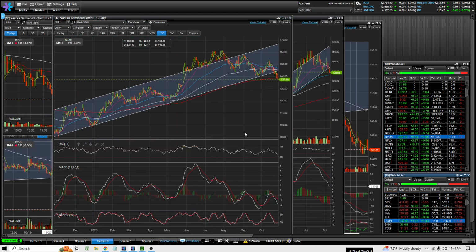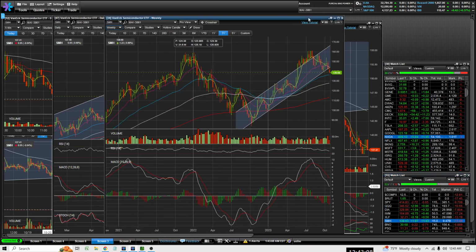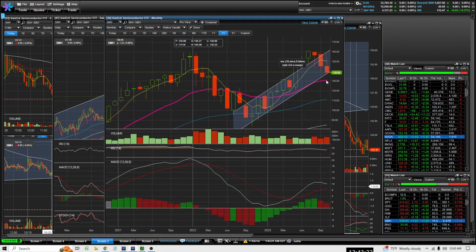I mean, already the semiconductor is below the 200-day moving average, and it's gonna approach this 50-week moving average, which has some reaction to it. Let's take a look at the monthly, which is right here at 130, and there's reaction on the monthly as well. So I would think the target is 130, because the MACD is still going down.